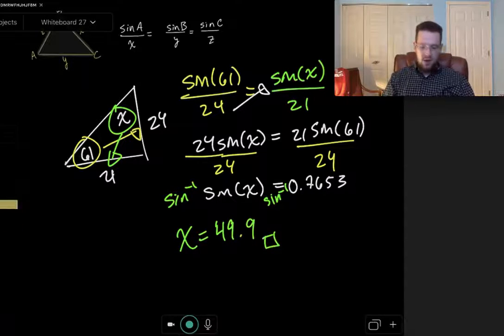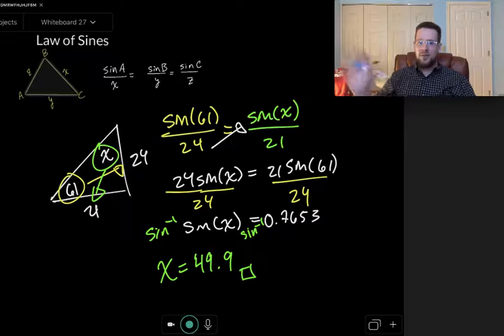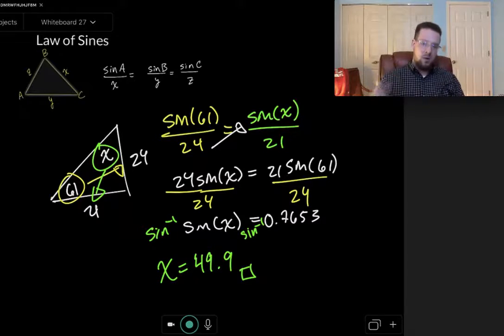All right, guys. Again, all we need to do here is use the law of sines. It's the sine of the angle divided by the opposite side is equal to the sine of an angle divided by the other opposite side. Whenever we need to find an angle measure, we of course use the sine inverse to make that happen.